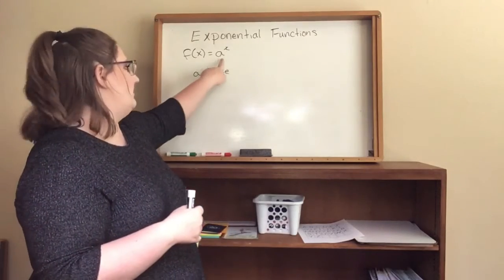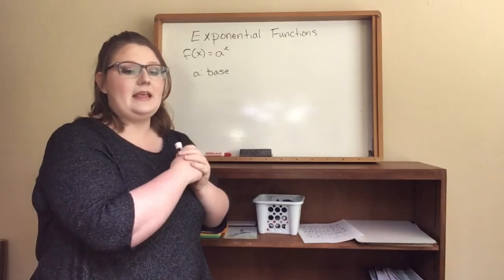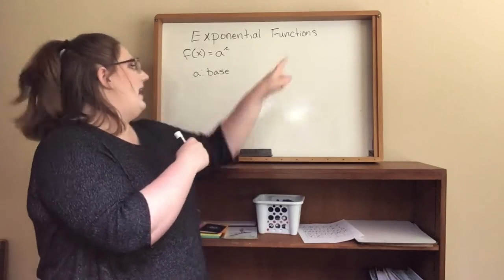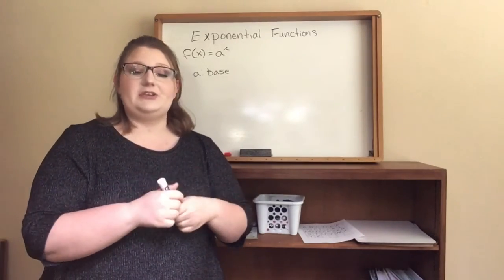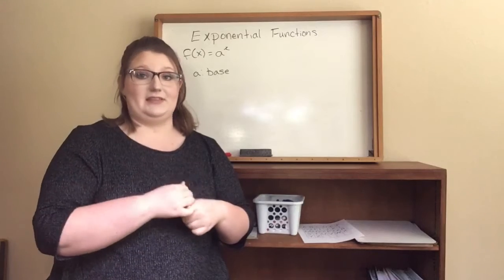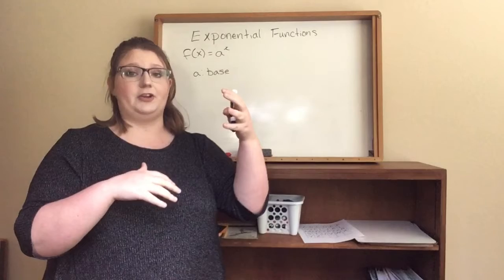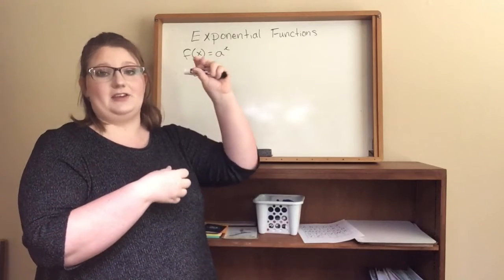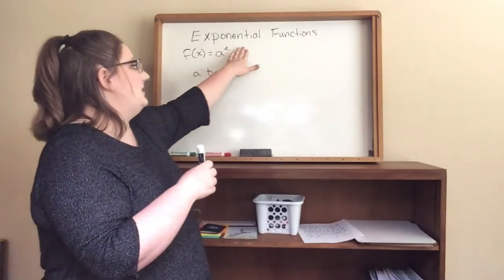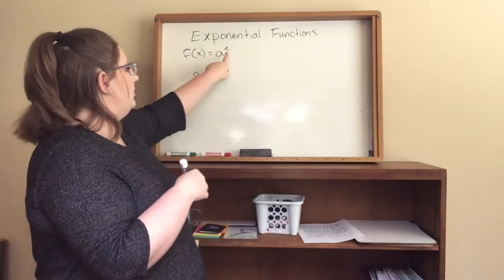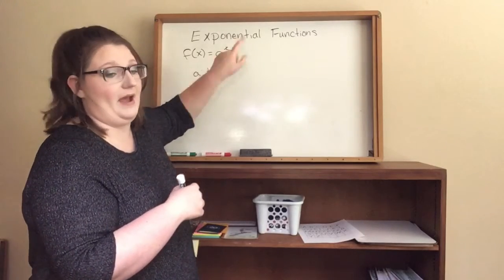So the base is this number right here, the number that has an exponent attached to it. And then x here is our variable, and it's going to be the exponent. So the variable is the exponent in these problems. So normally we're used to seeing something like x squared, where x is the base and the 2 is the exponent. The number is the exponent. For an exponential function, the variable has to be in your power. Your x has to be a part of the power.